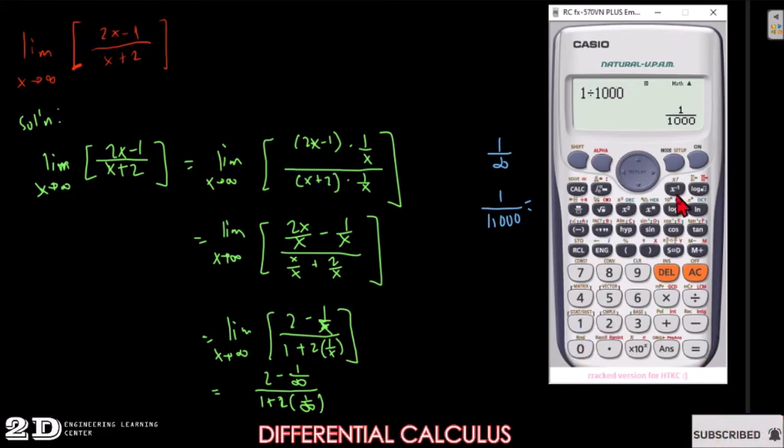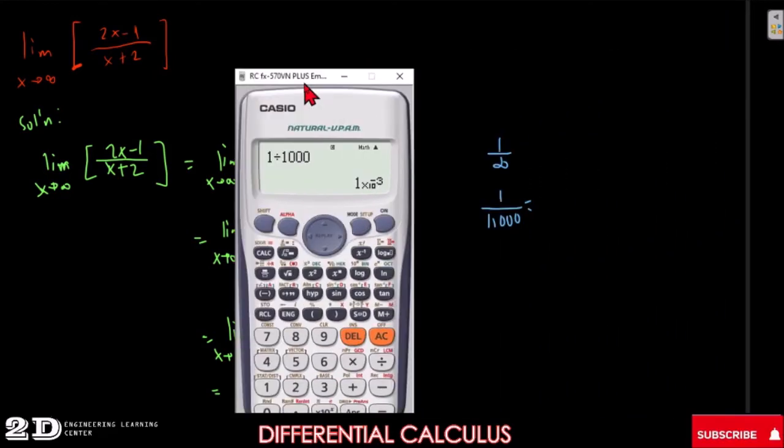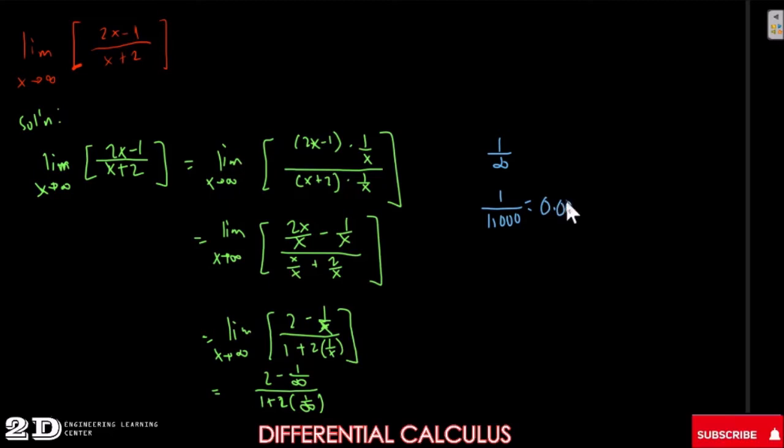Okay, so that is equal to 0.001. We could have that one in function. So we have 0.001. If you have 1 over 10,000, it will be equivalent to 0.0001. So as you notice, as your number gets larger, your quotient approaches 0.